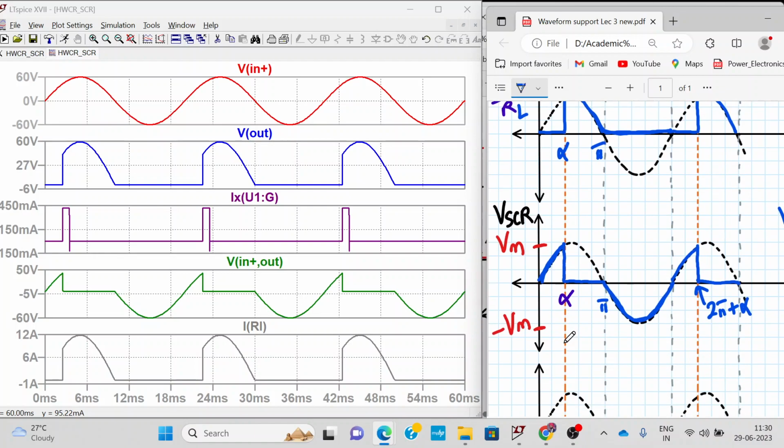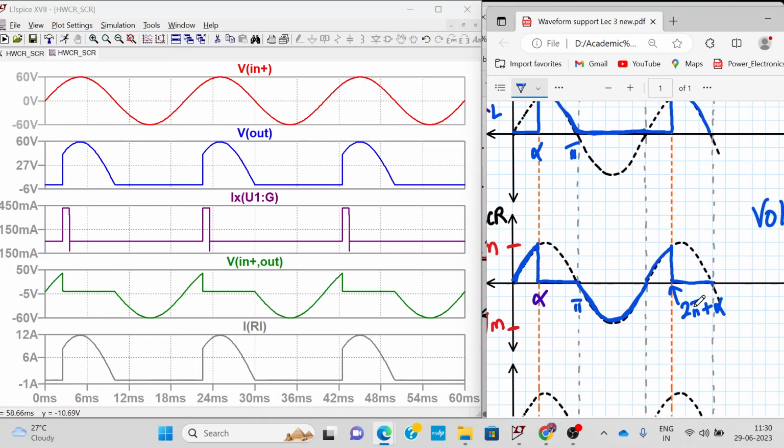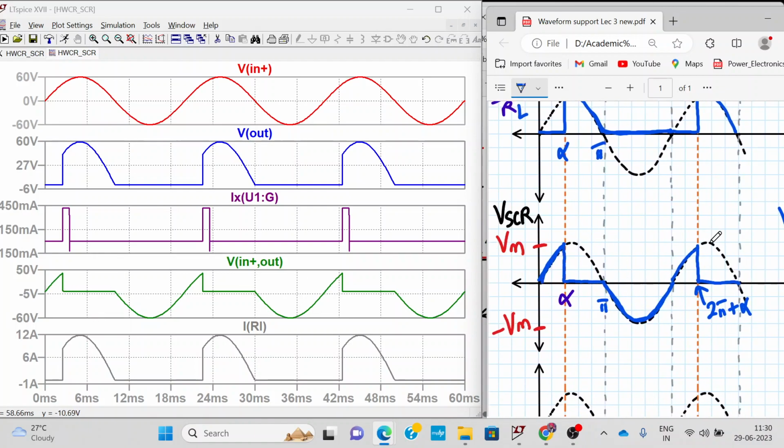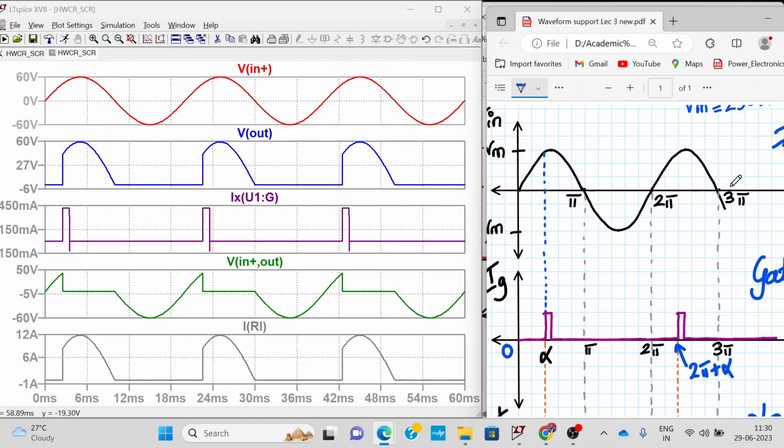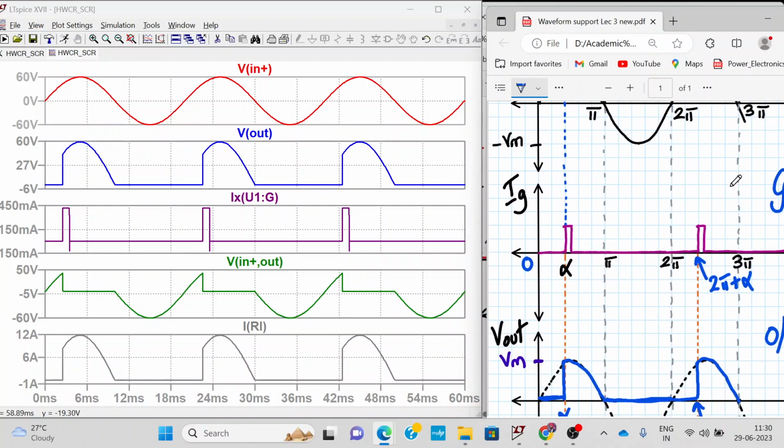And then the voltage across the SCR. You see the voltage across the SCR waveform is exactly similar to the way we have drawn it. And this is my gate current waveform, which we apply only during the positive half cycle. Here we have shown 3 cycles, while we showed 2 cycles while explaining. So the waveforms are technically correct.